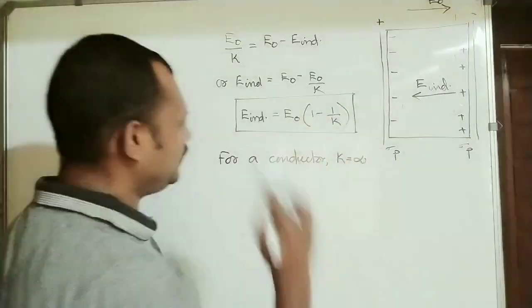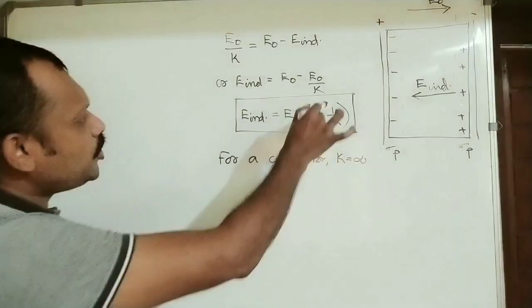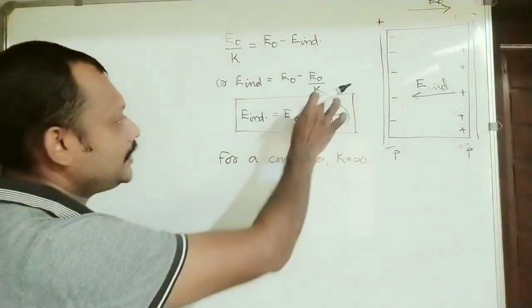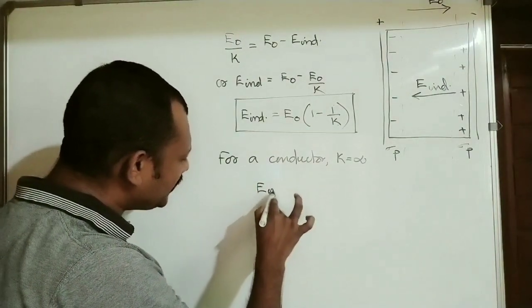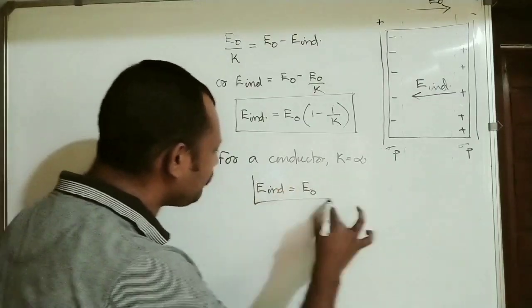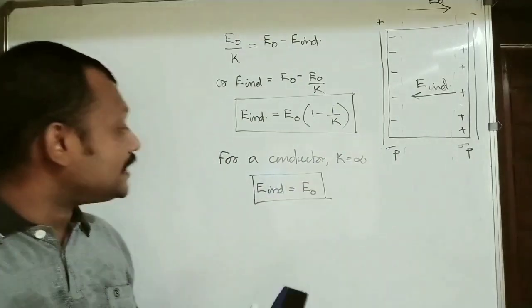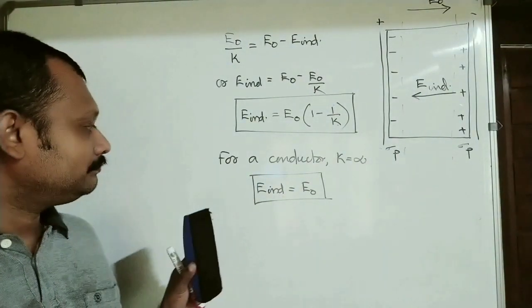K is equal to infinity. The dielectric constant of a conductor is infinity. Then what is going to be 1 by K? 1 by infinity, that is 0. So for a conductor, the induced electric field is equal to E0. This is the case for a conductor. For any conductor, the field induced is equal to the external field irrespective of the value of E0.